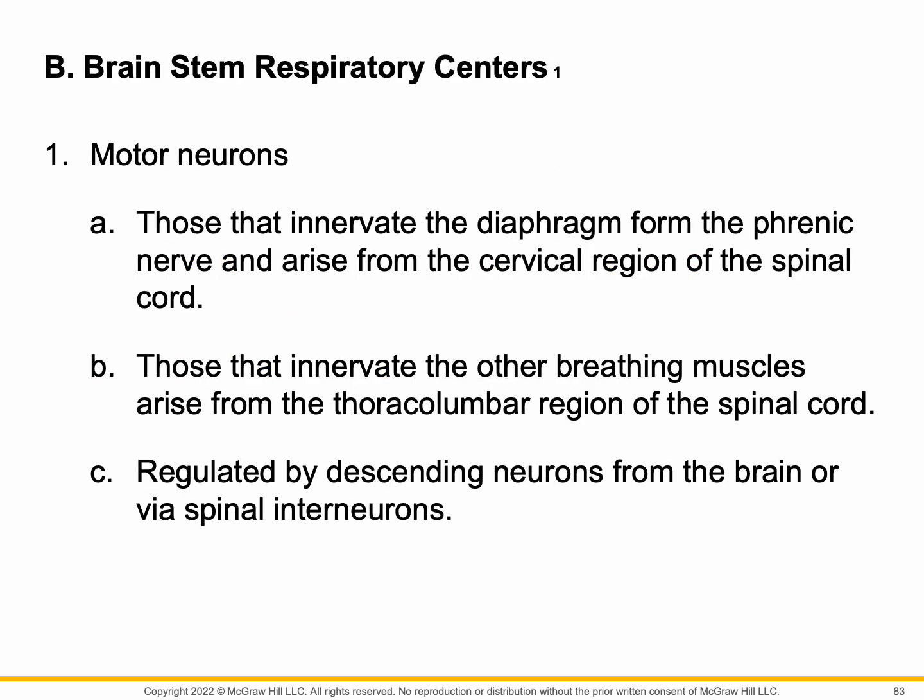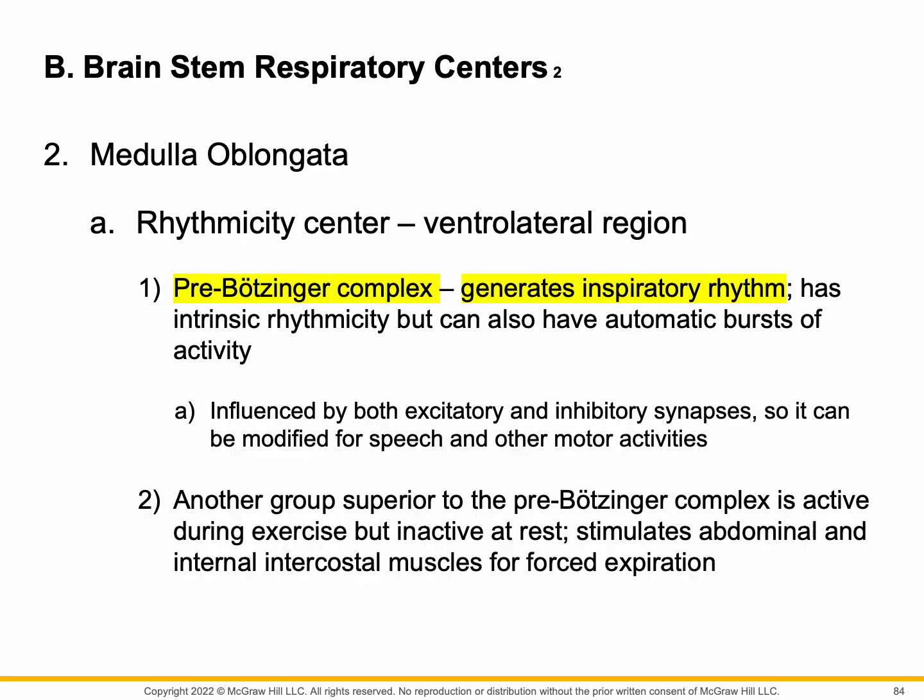Motor neurons are involved in regulating breathing. There are those that innervate the diaphragm from the phrenic nerve and arise from the cervical region of the spinal cord. Others that innervate the other breathing muscles arise from the thoracolumbar region of the spinal cord, and they're regulated by descending neurons from the brain or by way of the spinal interneuron.